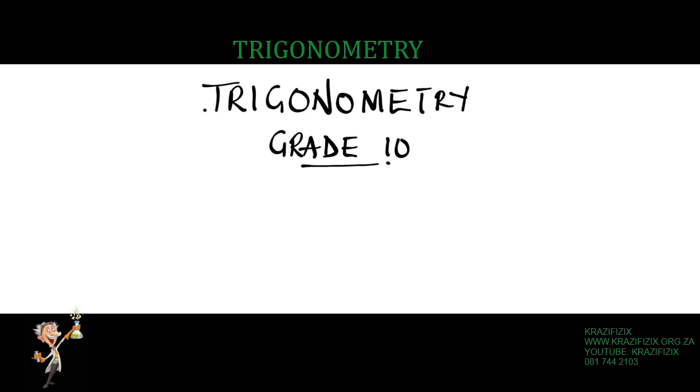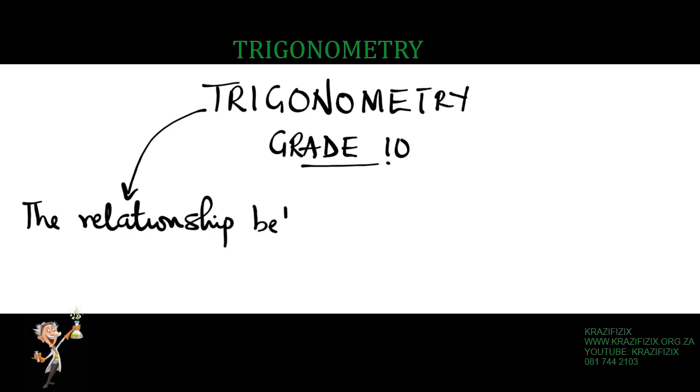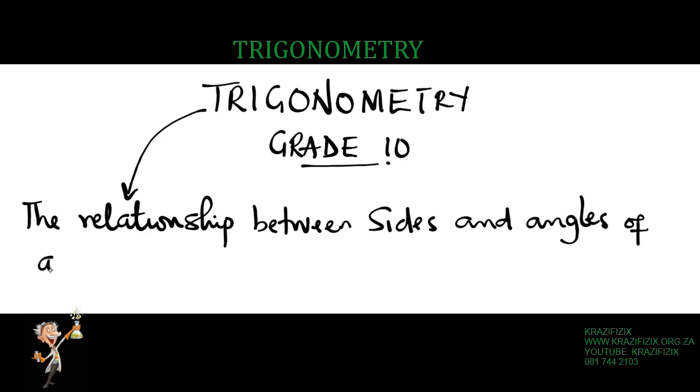First, what is trigonometry? This is the relationship between sides and angles of a triangle. Remember the word try. Do you remember? You've heard the word try. Try from here. Triangle. Alright, the relationship between sides and angles of a triangle.